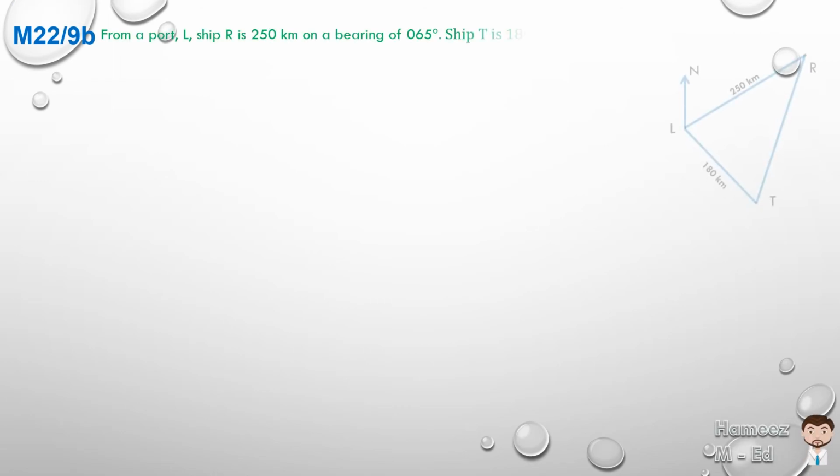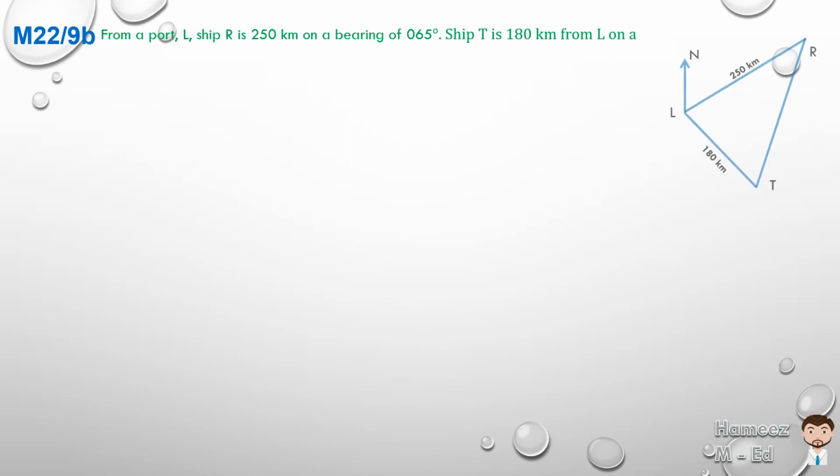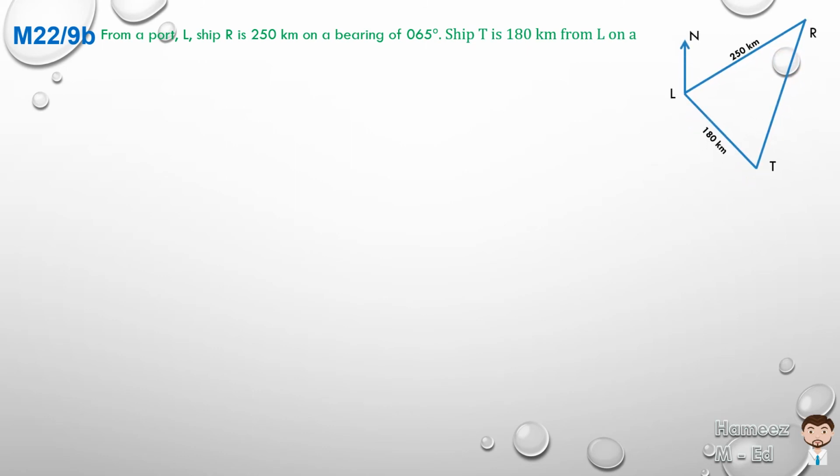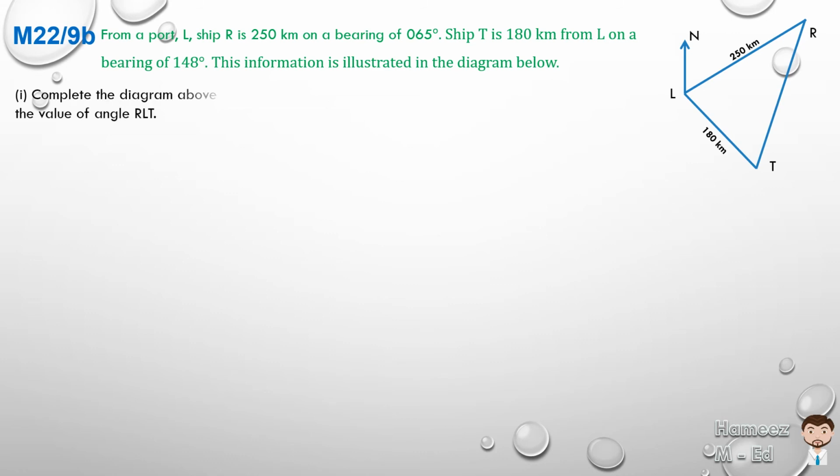May 2022, number 9B. From a port L, ship R is 250 kilometers on a bearing of 065 degrees. Ship T is 180 kilometers from L on a bearing of 148 degrees. This information is illustrated in the diagram. Part 1. Complete the diagram above by inserting the value of angle RLT.